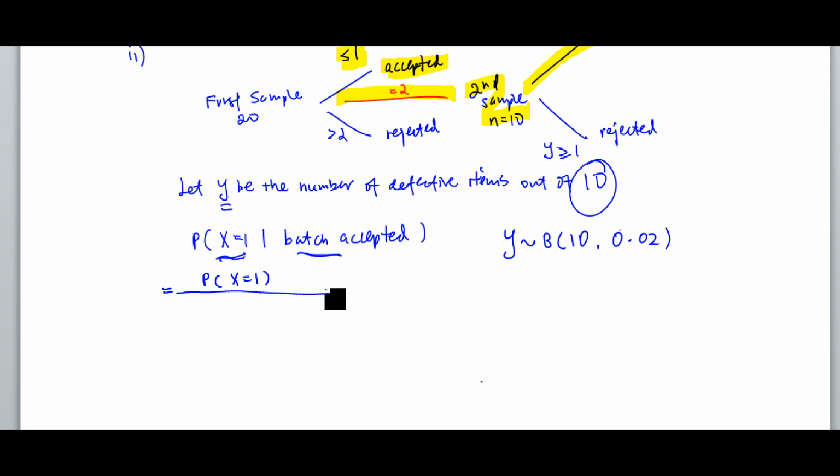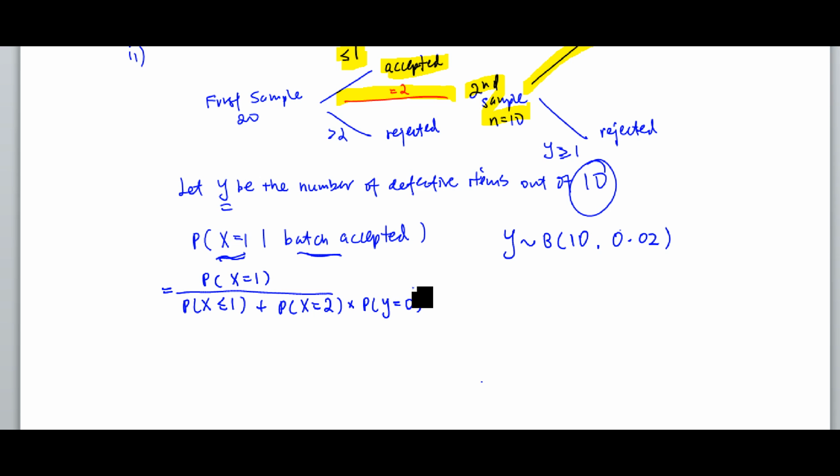divided by batch accepted. How can a batch be accepted? Either x is smaller or equal to 1, or x is equal to 2. After that, what do you do? Your second sample must have 0 defective items. So times the probability y equals 0.